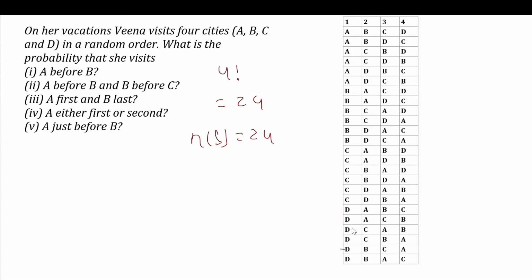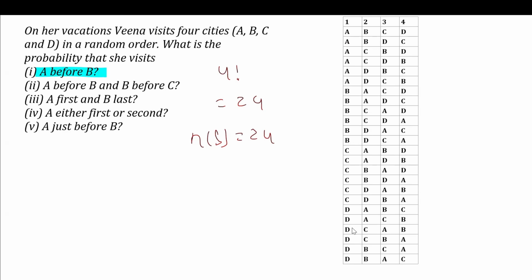Right. We can even cross-check how many times each letter comes in its first place. 6 times: 1, 2, 3, 4, 5, 6. Yes, 1, 2, 3, 4, 5, 6. Yes, 6 into 4, 24. This is done. Now what we have to find out is A before B. Once you make the table, you can do it on your own.